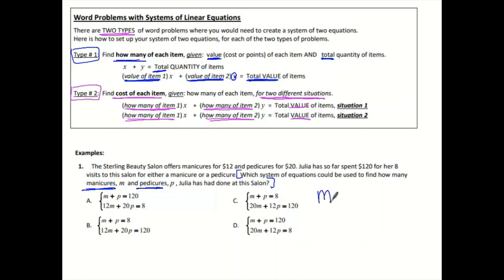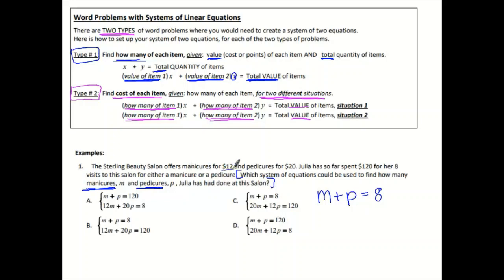So manicures, okay, I have my M plus my pedicures. How many manicures and pedicures did she have all together? So it looks like she had 8 so far. She had 8 total manicures and pedicures. So now we have a value.